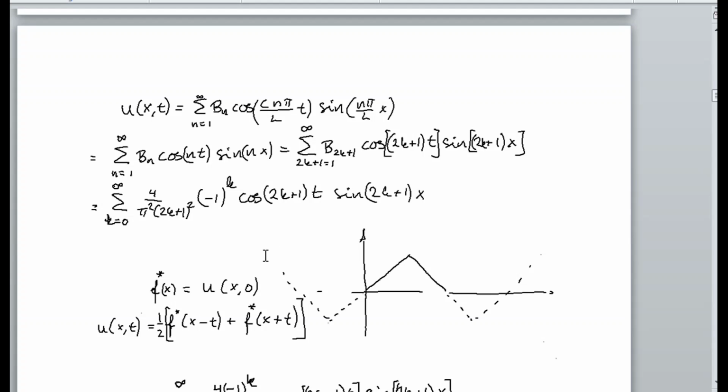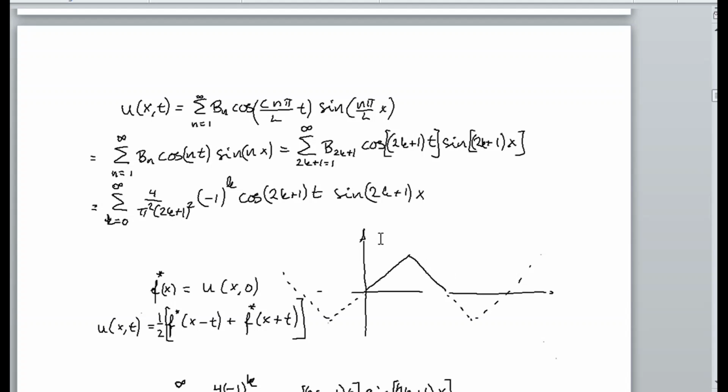Recall that we know that the function f star of x, which is equal to the value of u, the displacement, when t is equal to 0, the initial displacement. So in our case, we have a description of this function f of x, the initial displacement, which we can write the graph of like this. Here is x equal to 0, and here is x equal to pi. So if we take the periodic extension, the odd periodic extension of this function, we get this function. So this is the extension of it.